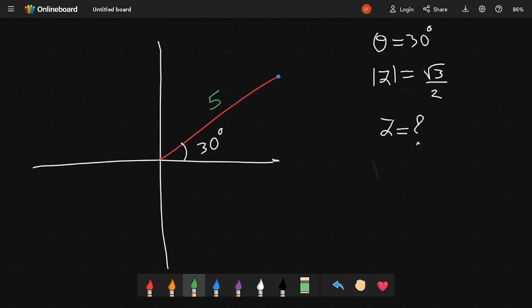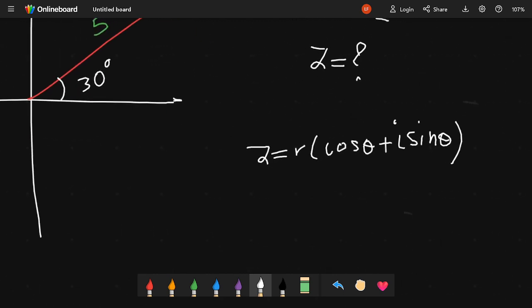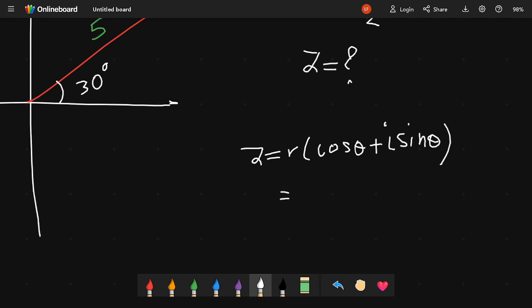Now they're asking us to find the point. And to find this point, you know your formula, or your general polar coordinate form for a complex number, which is r times cosine of theta plus I sine of theta. And this is going to be 5 times cosine of 30 degrees plus I times the sine of 30 degrees. Now you're just going to leave it here.